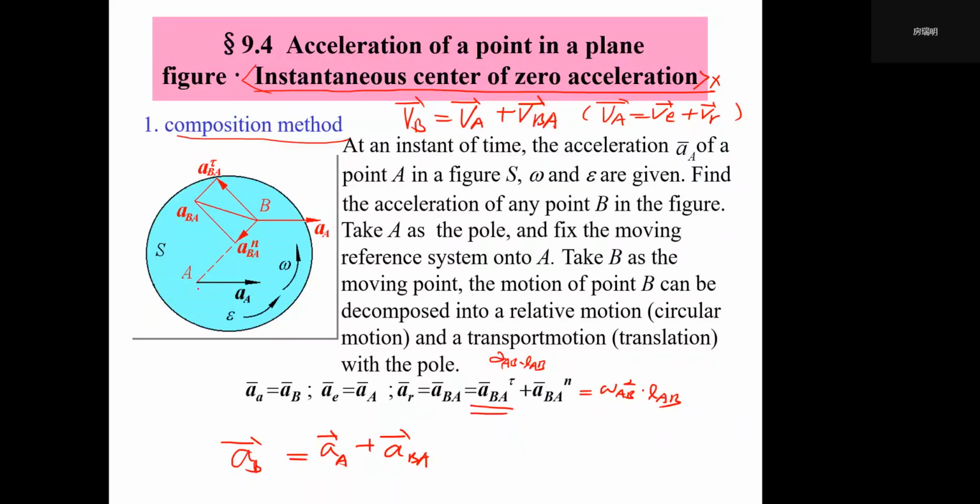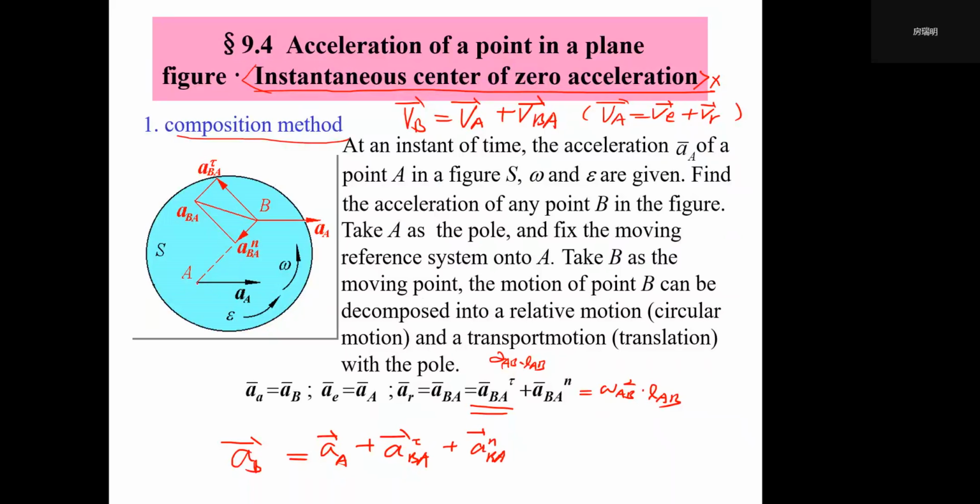Assume that we know the direction of AA here. We always use this epsilon to denote its angular acceleration. We also use alpha, right? So epsilon here, omega here, then we are talking about the absolute acceleration of point B. You can find that AB will equal AA plus ABA tau plus ABA n, right?